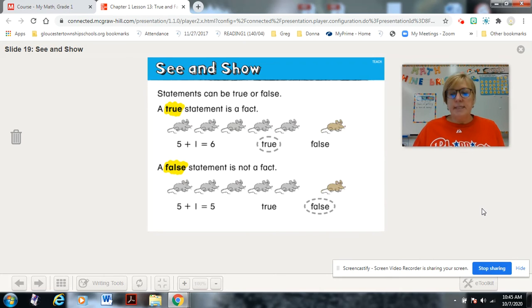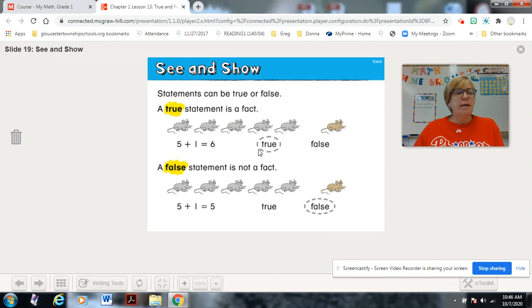All right, so it said that statements can be true or false. All right, and as I gave you an example about my shirt, it can also be true about math. So let's read what it says. A true statement is a fact. That's it, it's true. For instance, 5 plus 1 equals 6. Well, here's 1, 2, 3, 4, 5, and then 1 more is 6. So that's what I mean. You would circle the word true, okay?